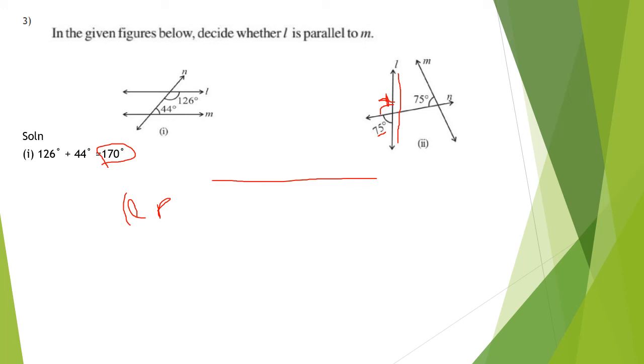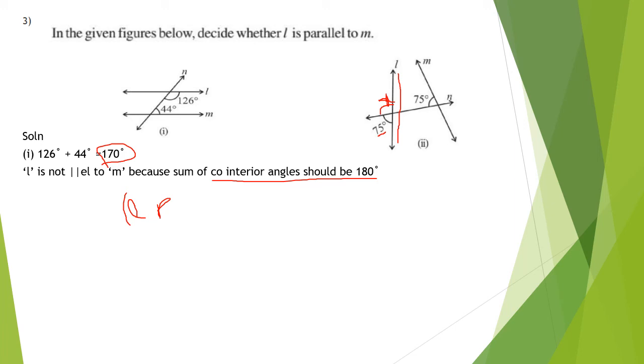So whether it's a parallel line or not a parallel line: L and M are not parallel lines. Why? Because 126 degrees and 44 degrees are angles on the same side of a transversal. When we add those two angles, you should get 180 degrees. It should be supplementary. Then we can say that L and M are parallel lines.